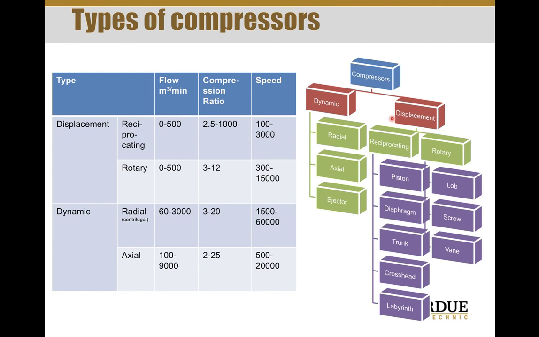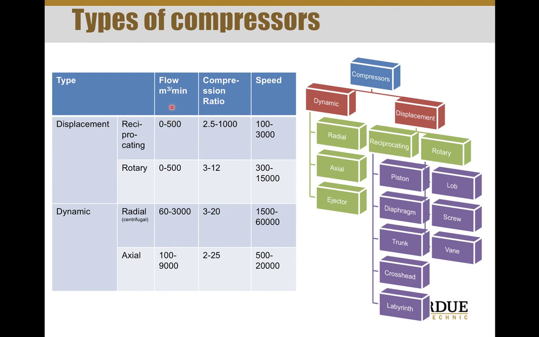And then just to finalize here, we have the different types of compressors. We have displacement and dynamic. The displacement ones, just like pumps, rely on separation or isolation of the pressure chambers. And so we have reciprocating and rotary. And then the dynamic ones are the ones that do not separate the inlet from the outlet. And so we have two types, radial and axial.